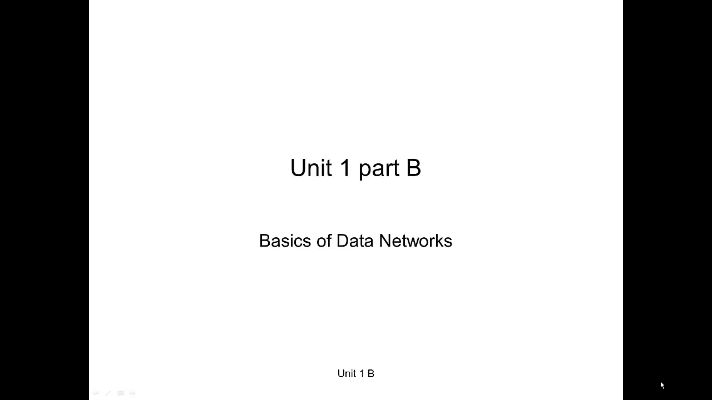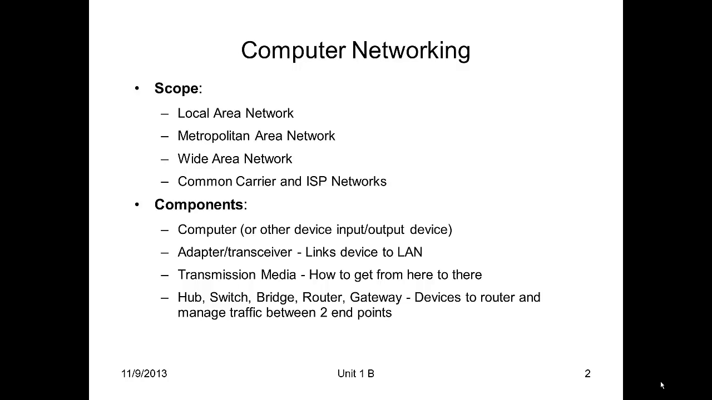Unit 1, Part B, Basics of Data Networks. We've gone through the basics of computers. Now we're going to go through the OSI model and look at how computers converse with each other and how data is sent over networks. We'll later figure out how this basic mechanism of sending data over networks has security implications and what we can do about them. The scope of a computer network.